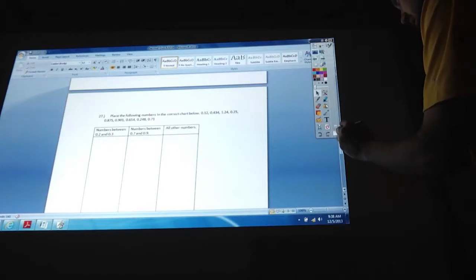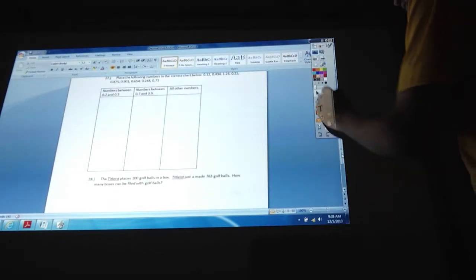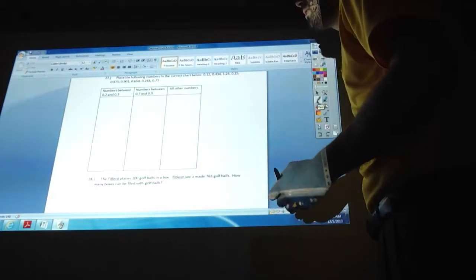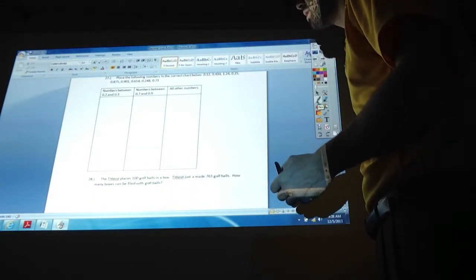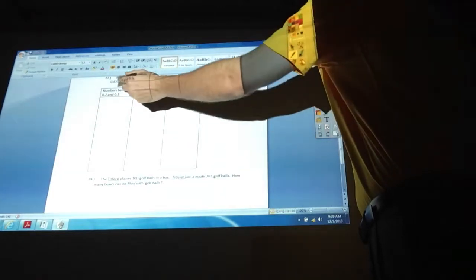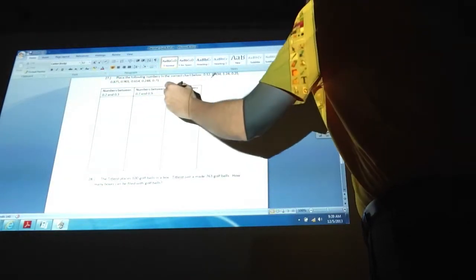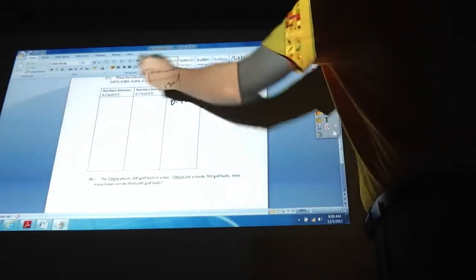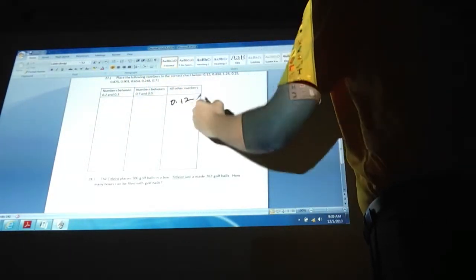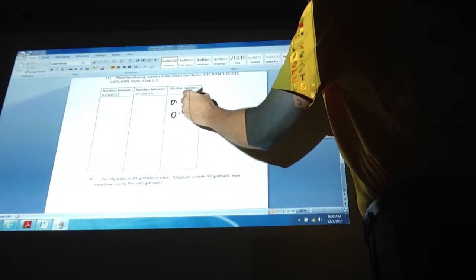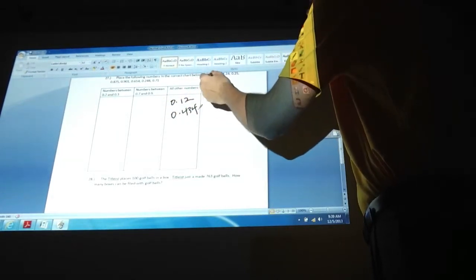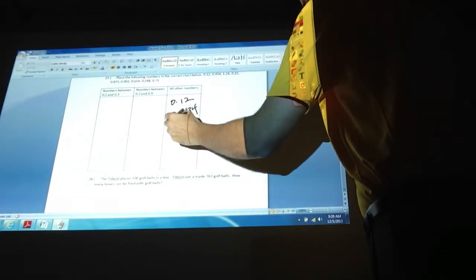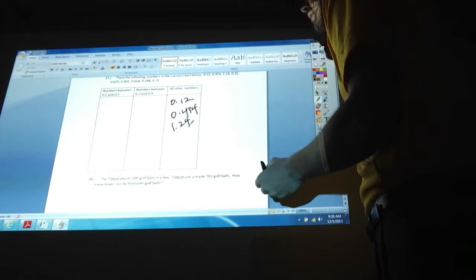Let's get the other page up. So I need to go either between 2/10 and 3/10, between 7/10 and 9/10, and all other numbers. So this has 1/10. That's smaller than 2/10. It doesn't fit anywhere, so that's all other numbers. 4. So that's bigger than 3/10, does not fit anywhere, so that's all other numbers. This has a 1 in the 1's place. None of these have anything in the 1's place, so I can automatically throw this one over here.